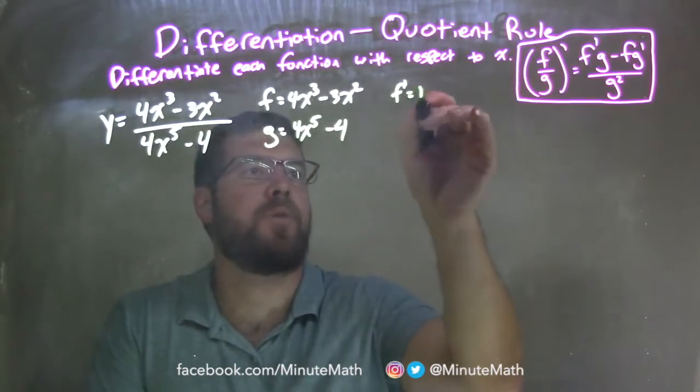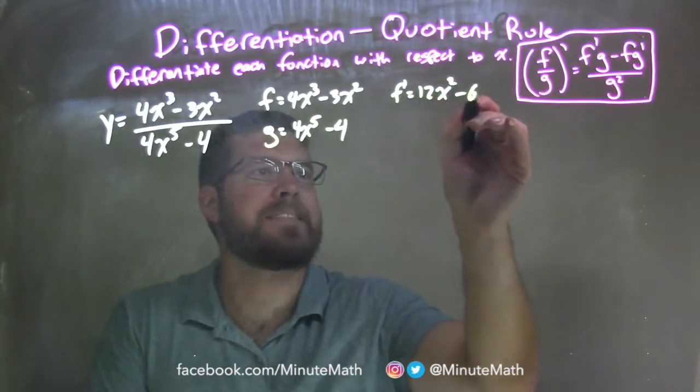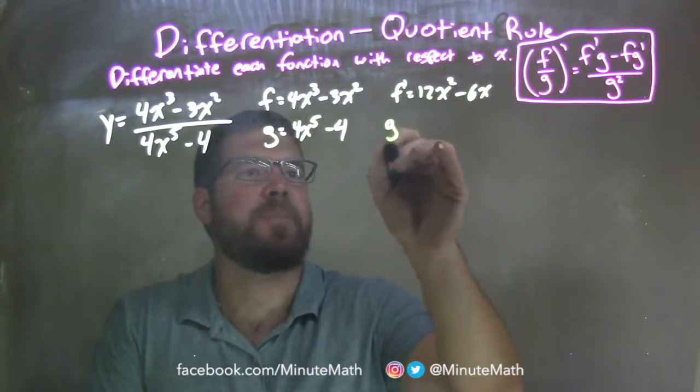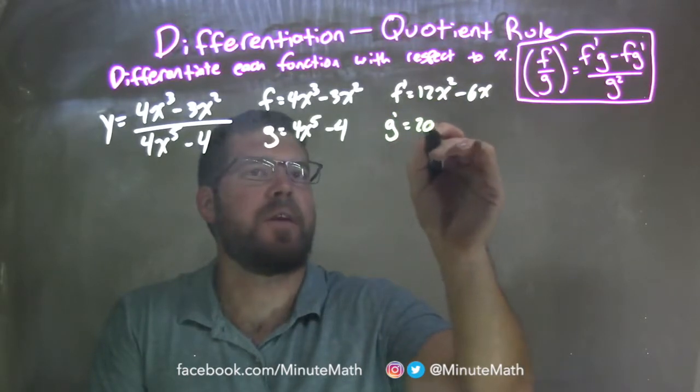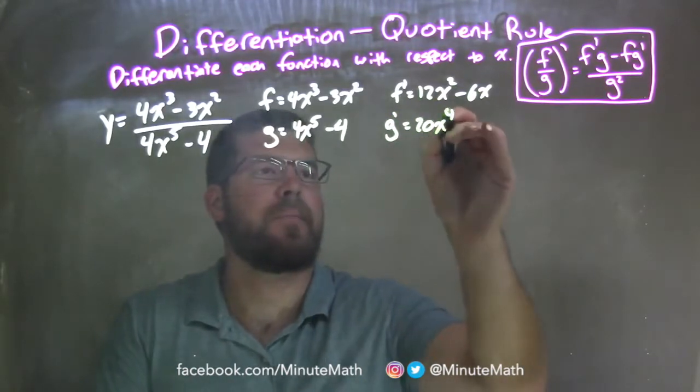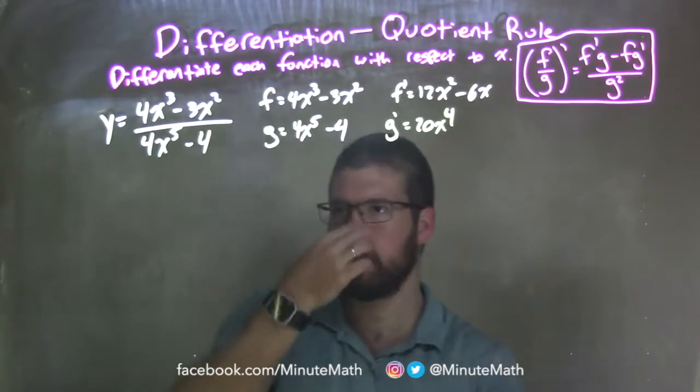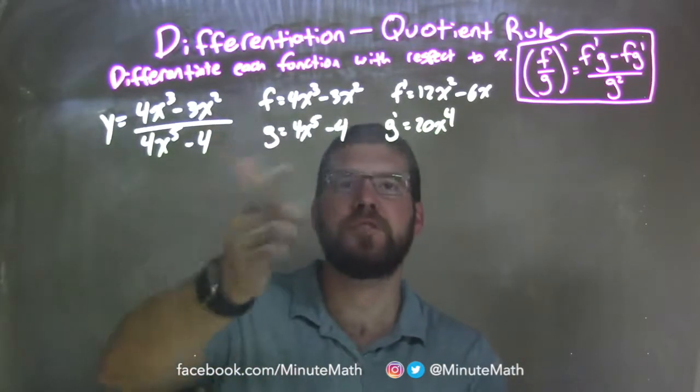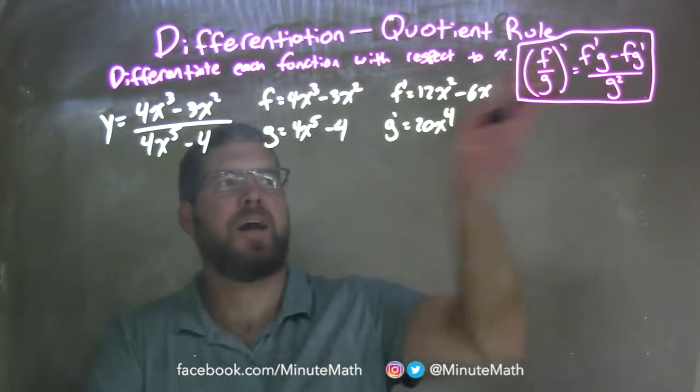So f prime is 12x squared minus 6x. And my g prime here is 20x to the 4th. Okay? 20x to the 4th. So now I have f prime, g prime. I can apply the quotient rule.